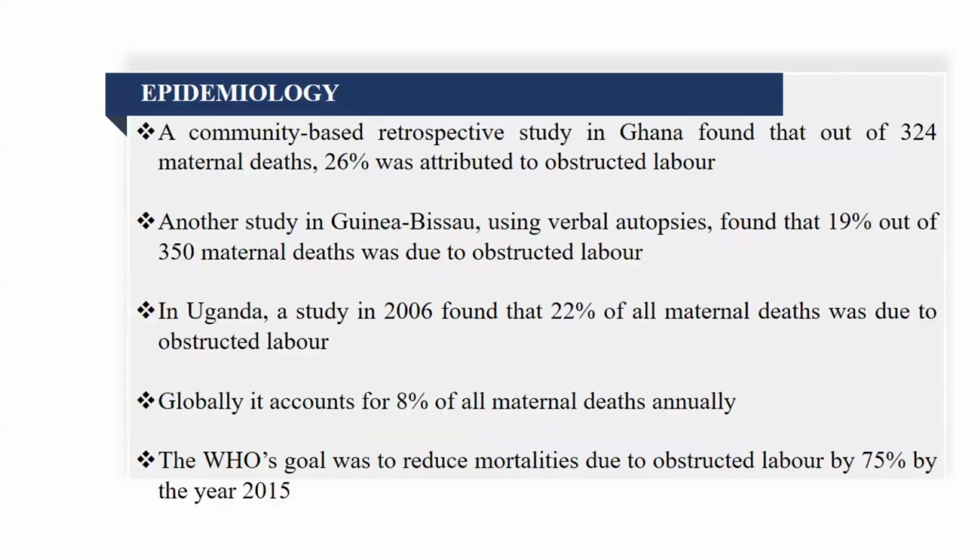Now, a community-based retrospective study that was done in Ghana some time ago found that out of 324 maternal deaths, 26% were attributed to obstructed labor. Another study done in Guinea-Bissau using verbal autopsies found 19% of the 350 maternal deaths was due to obstructed labor. Again, in Uganda, a study in 2006 found that 22% of all maternal deaths was due to obstructed labor. Globally, it accounts for 8% of all maternal deaths annually. The WHO's goal was to reduce mortalities surrounding obstructed labor by 75% by the year 2015, but we've not achieved that goal yet.